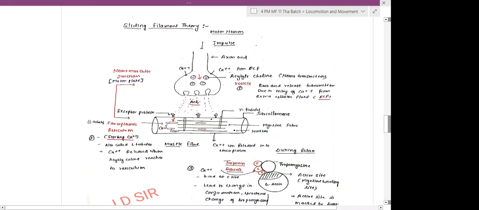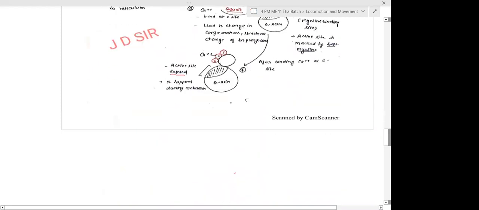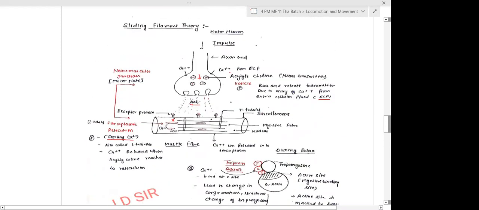Everything has been explained in this diagram. I have made these diagrams by my own hand; they have not been copied from any source. I expect that you draw this as it is. If you get a question on the sliding filament theory, drawing only this diagram is more than sufficient. You have to understand each part step by step. So I'm going to start, and if you have a problem anywhere, I'll elaborate that point more.